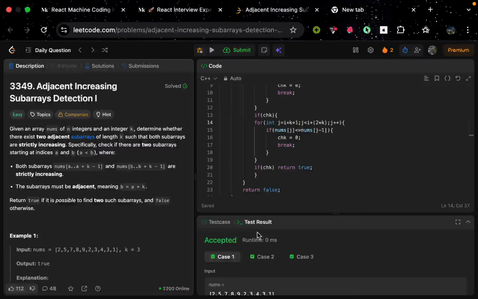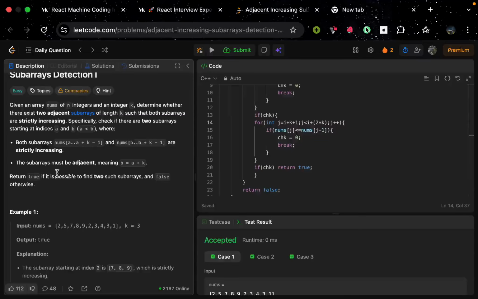Hello guys, so let's discuss today's POTD of LeetCode. It is question 3349, Adjacent Increasing Subarrays Detection 1, which is marked as an easy question.